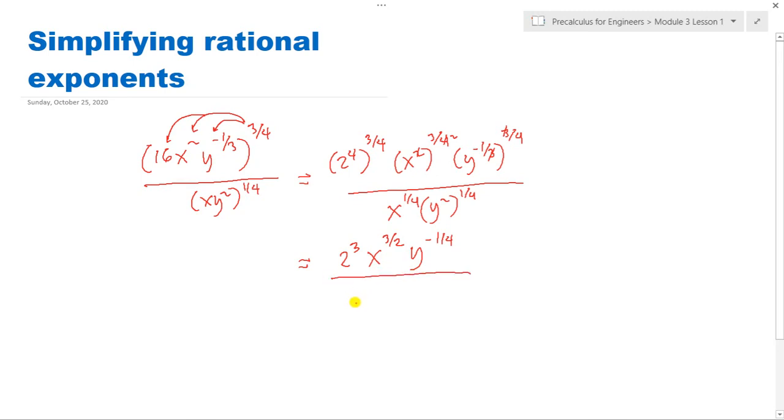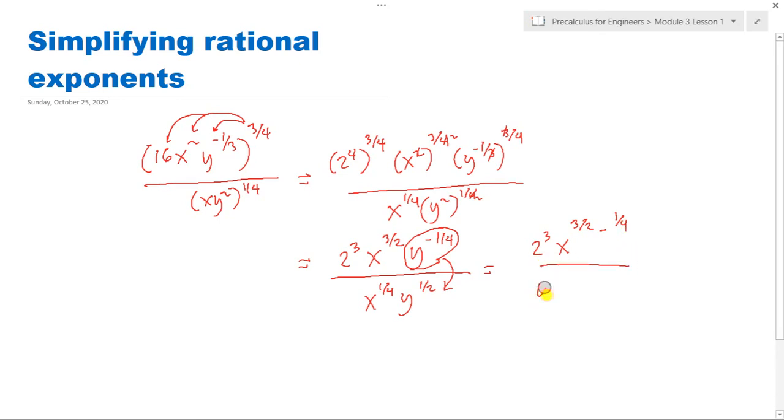All over at the bottom, we have x raised to 1/4. For y, 2 times 1/4 is 1/2, so y raised to 1/2. And here, class, since we're going to eliminate negative exponents, the y up here, we bring it down to the bottom. So we have 2 cubed. For the x, class, we just divide. When we divide x, just subtract their exponents. So we have x 3 halves minus 1/4.